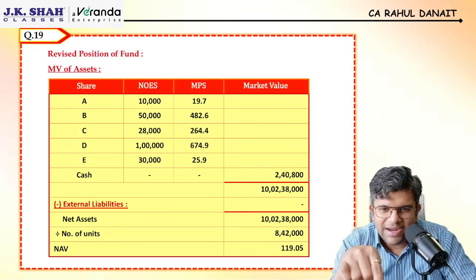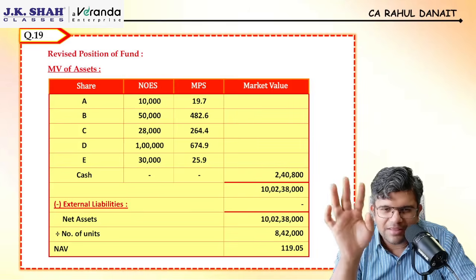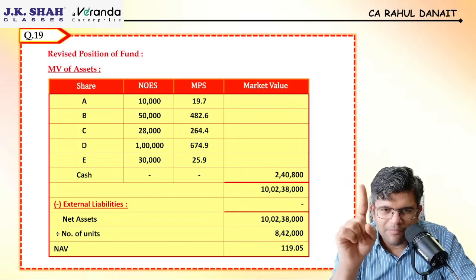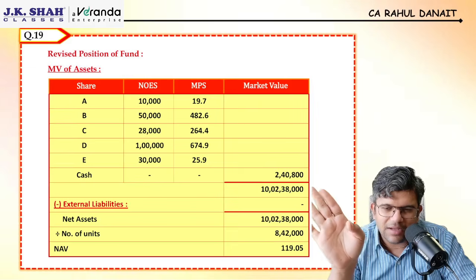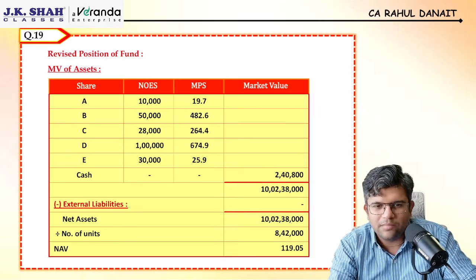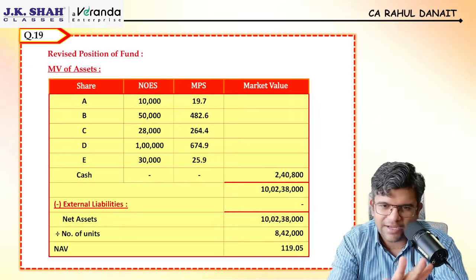Can I say it's the same table you have to make? Only the MPS column will change and accordingly things will change. You understood this? Only the MPS column is changing, everything else remains same. I request everybody to start doing it on your own. Point number C. Nothing else changes. Cash, everything remains same.